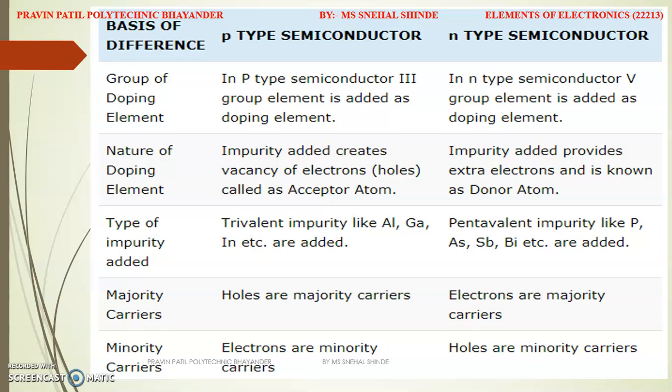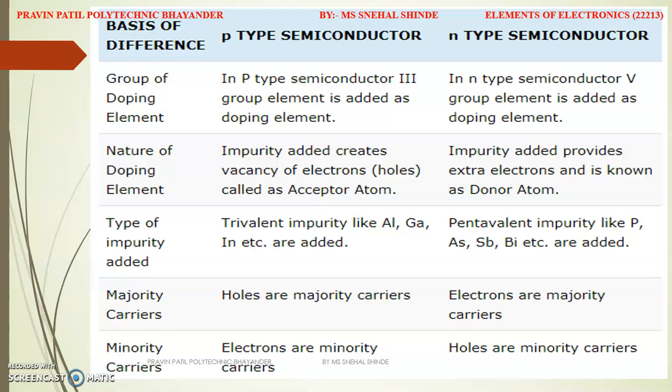So, about majority and minority carriers in the p-type material: a large number of holes are present in a p-type semiconductor along with a small number of generated electrons. Hence the conduction largely takes place due to the holes. Therefore, holes are called the majority carriers and the electrons are the minority carriers for a p-type semiconductor.